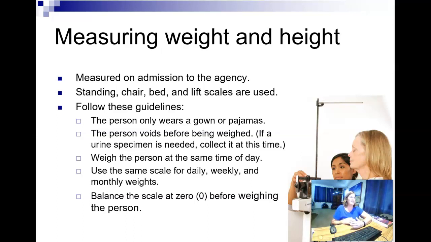Now normally this says that they would only wear a gown or pajamas, but if you do happen to get weight as a skill for state competency, you are going to put their shoes on, you are going to walk them over, the clothing's going to be on, shoes are going to be on. Even though that may not be how we normally routinely do it at the facilities, that is how you will do it for state competency.